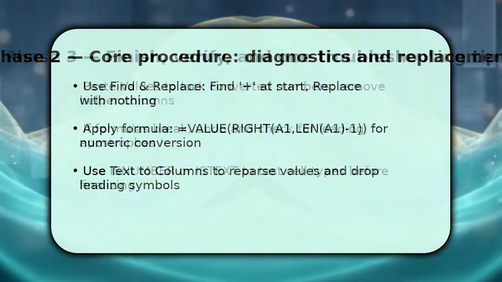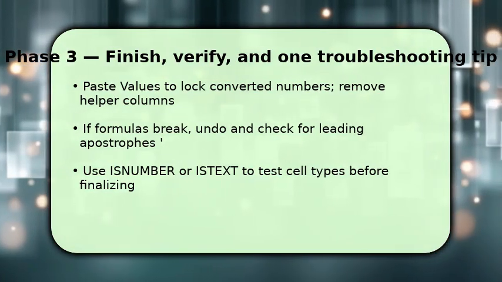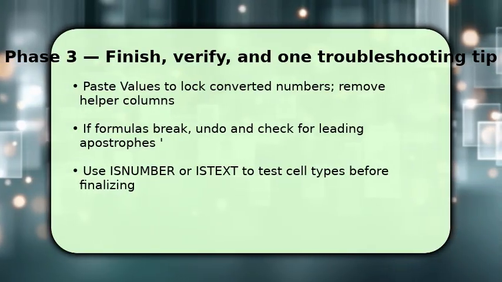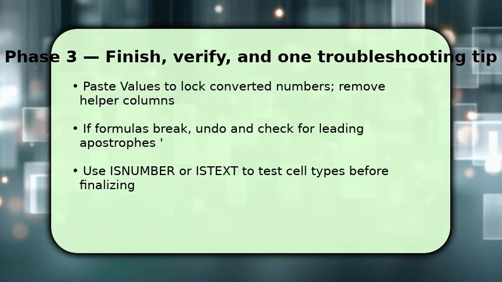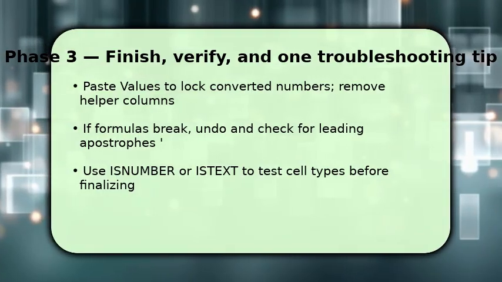Finish by converting helper formulas into static values. Copy the cleaned column, then paste special values to lock results. Once done, delete any temporary columns and recheck totals or charts.